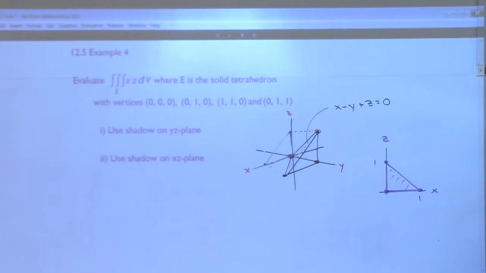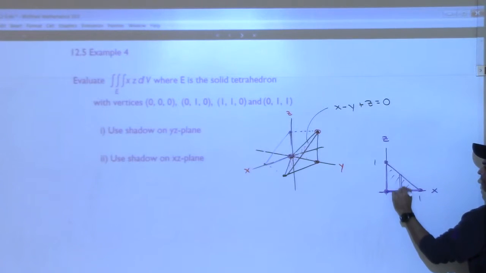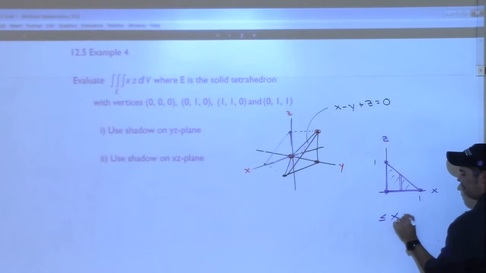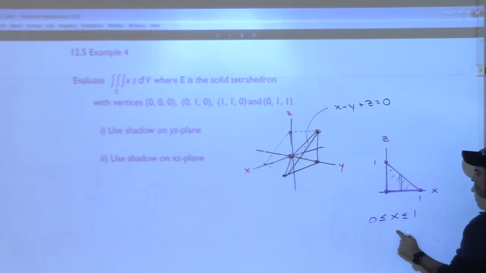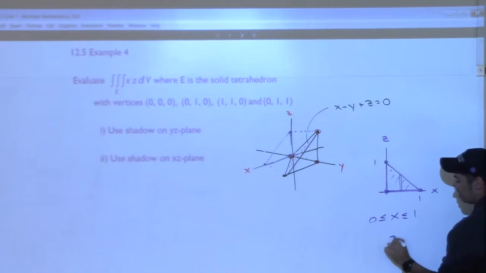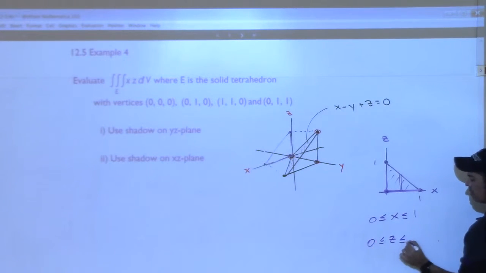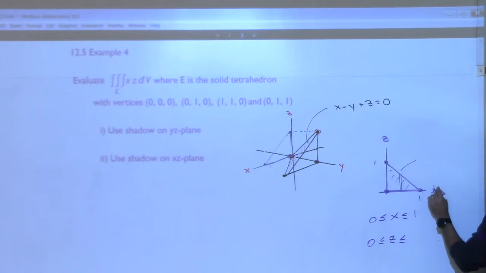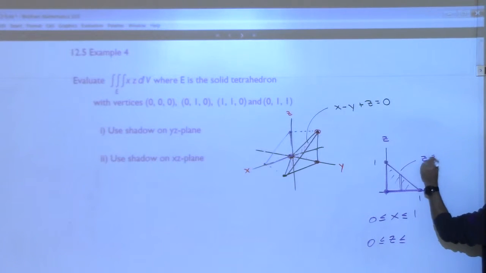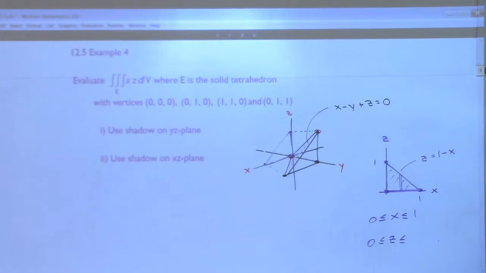So I think I can do this pretty easily as like a little type 1. My x's are between what? 0 and 1, and then my z is between what? My z is between 0 and this top part. So that top part written as a function of x is z equals 1 minus x, or negative x plus 1, right? What we used to call y-intercept is now a z-intercept. Slope is negative 1. So there's your intercept, there's your slope. So 1 minus x.